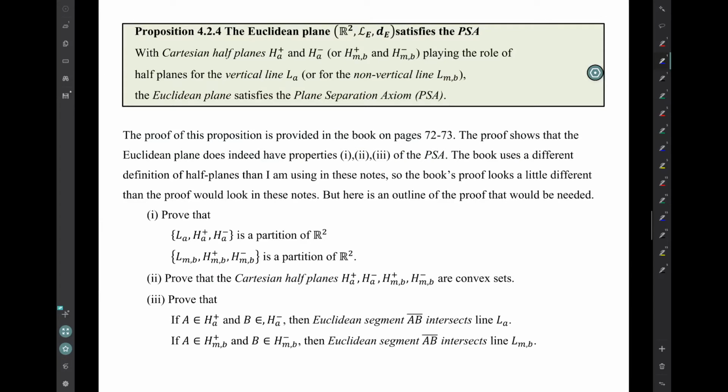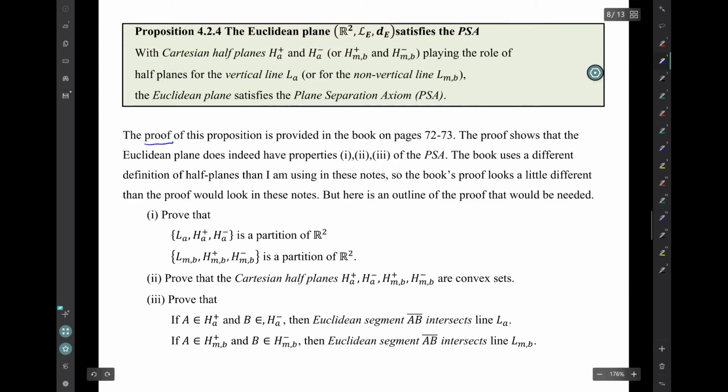Now that we've introduced the half-planes, we can introduce these propositions. Proposition 4.2.4 says that the Euclidean plane satisfies the plane separation axiom. More precisely, using those Cartesian half-planes, H_a plus and H_a minus, or H_m,b plus and H_m,b minus, with those Cartesian half-planes playing the role of half-planes for the vertical line L_a or the non-vertical line L_m,b, with those half-planes, the Euclidean plane does satisfy the plane separation axiom.